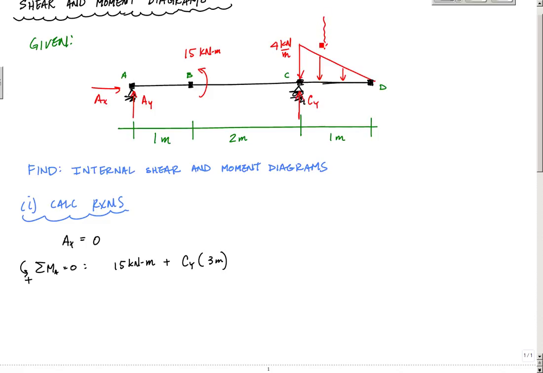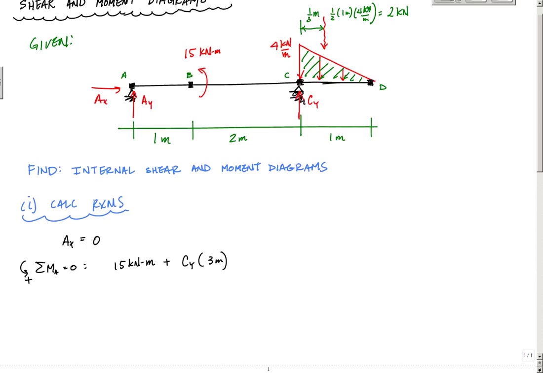The squiggly line is a resultant. It's not a replacement for the distributed load, but it shows where the resultant would act. The magnitude of this resultant is the area of this triangle, which would be 1/2 the base, which is 1 meter, times the height, which is 4 kilonewtons per meter, and that makes this resultant 2 kilonewtons. The centroid of a triangle is 1/3 of the base from, if you will, the fat side. So here this would be 1/3 meter. That's that location right here.